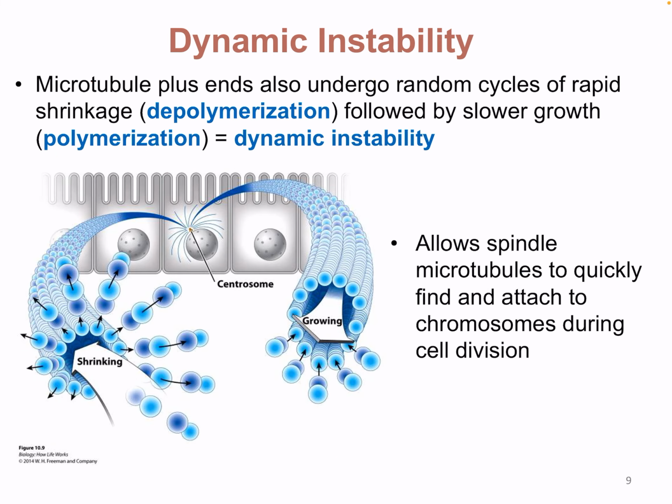So dynamic instability. Microtubule plus ends, the ones that grow faster, also undergo random cycles of rapid shrinkage. This is called depolymerization. This is followed by slower growth called polymerization, which causes dynamic instability. This dynamic instability in the centrosome, for example, allows spindle microtubules to quickly find and attach to chromosomes during cell division. So this is important in cell division to allow this to happen.